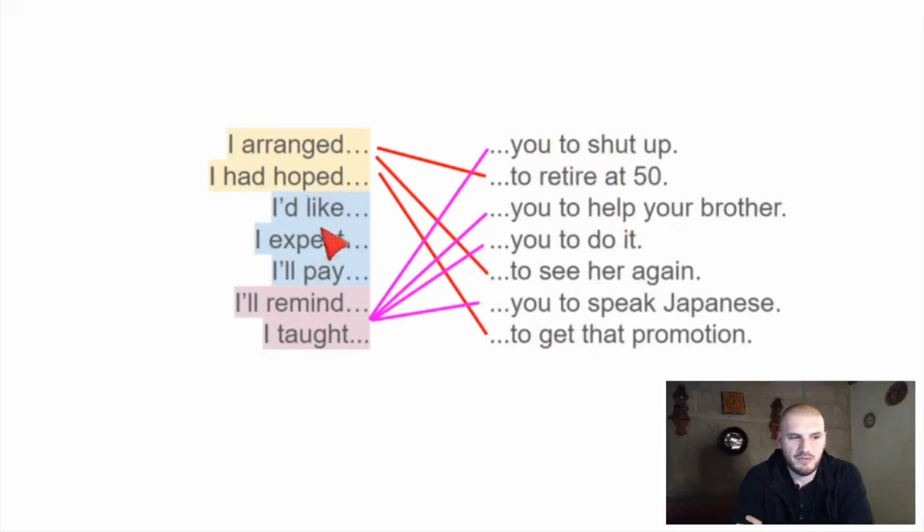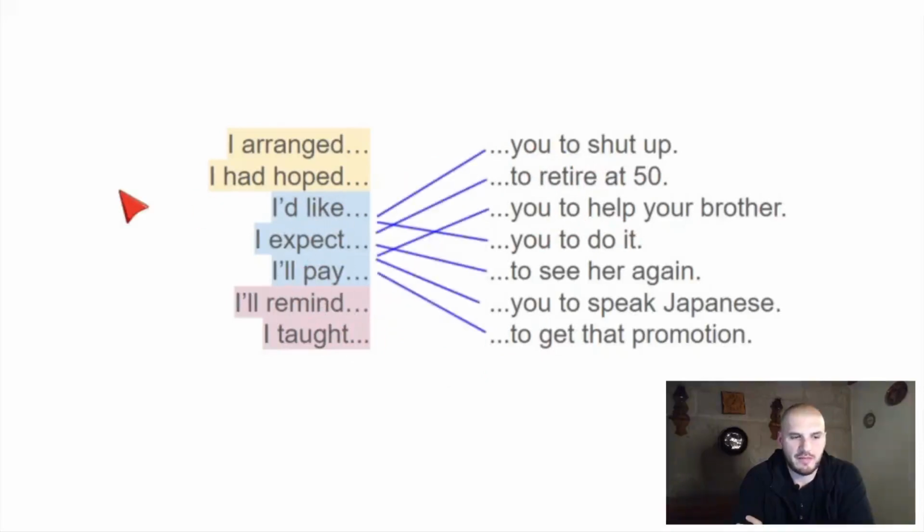And these guys in the middle, I would like, I expect, I'll pay, actually go with everybody, right? So these can be one way or the other. I would like you to shut up. I would like to retire at 50. I would like you to help your brother. I would like you to do it. I would like to see her again. I would like you to speak Japanese, and I would like to get that promotion. They're all perfectly fine. Okay? So that's why it's important for you to know some of these verbs only work with an infinitive. Some only work with object and then infinitive, and these guys can work with all of them.